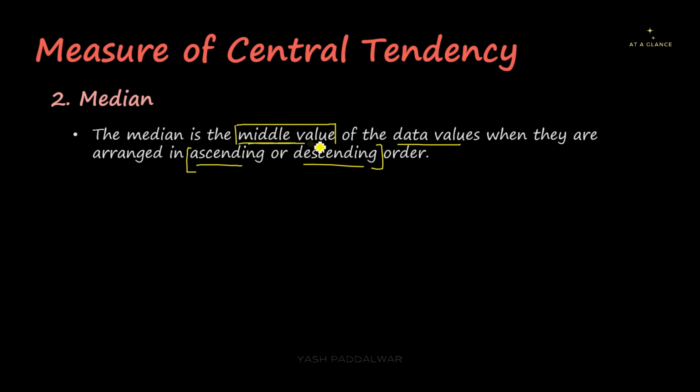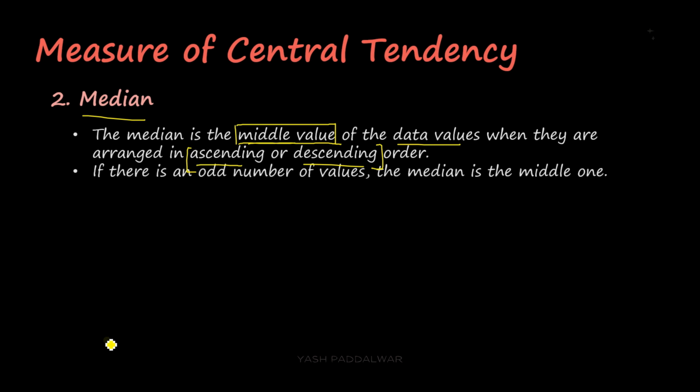And whenever you find the middle value, when your data values are sorted, that particular middle value is called the median. Now, whenever we have to find the median, there might be two cases. The very first case is that the data might contain an odd number of values. That means the total number of values in that data variable might be an odd number.